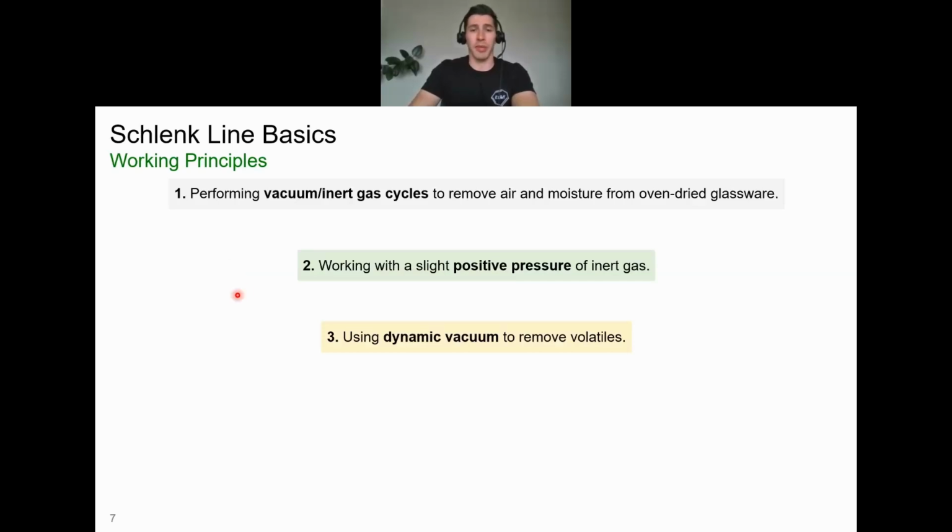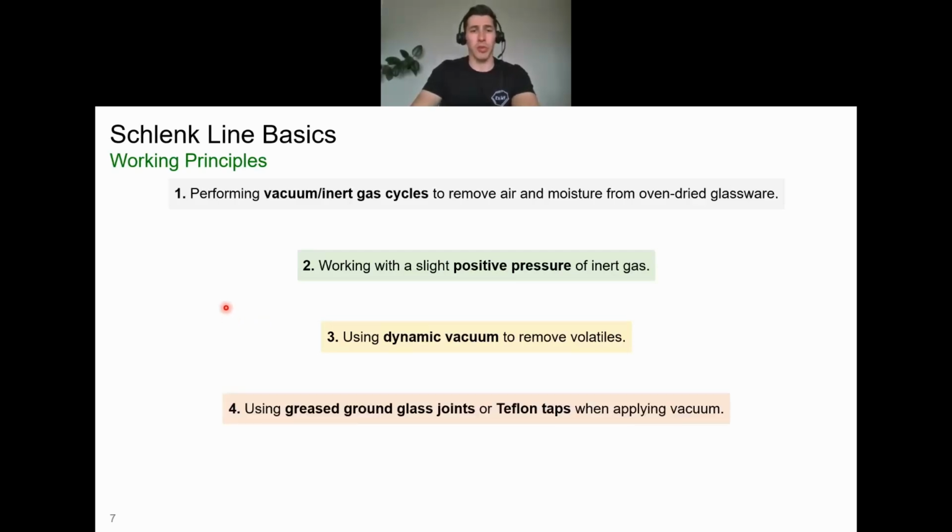We use dynamic vacuum to remove volatiles, so we can use the pump that's directly on the line to remove solvent under vacuum. Because of the power of an RV pump that is typically attached, we can remove fairly high boiling solvents at ambient temperatures, for example, whereas when we use, let's say, a rotary evaporator, you often have some gentle heating and less of a vacuum to remove your solvent. But of course, by doing all of this on the Schlenk line, we never expose our reaction media to air or moisture.